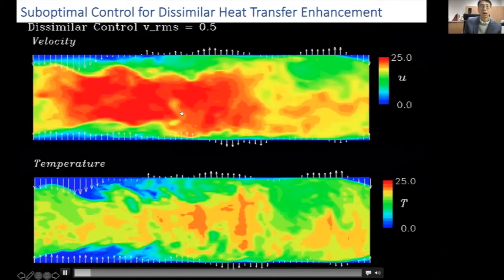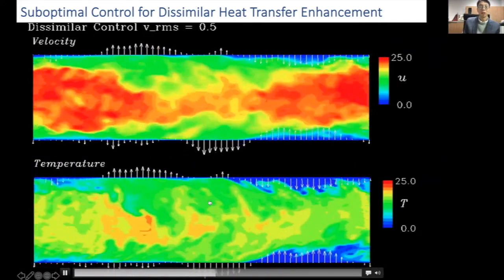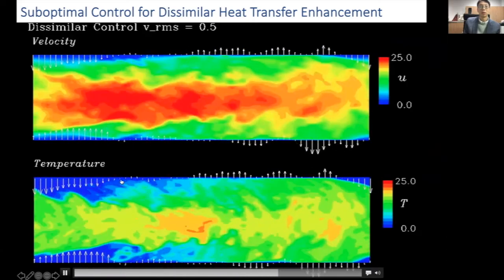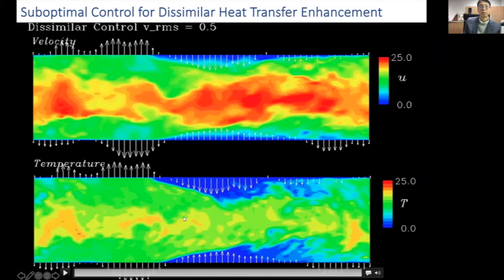So if you look at it from the spanwise direction, it looks like this. Now you see that the control input is traveling downstream. And here we have wall blowing on both sides. And we have a quite large difference between the velocity component and temperature. By the way, this velocity is the streamwise velocity.